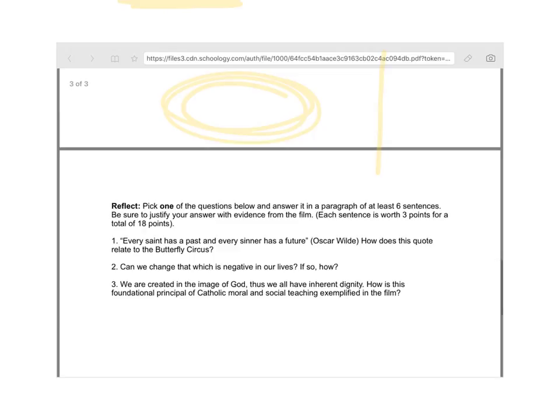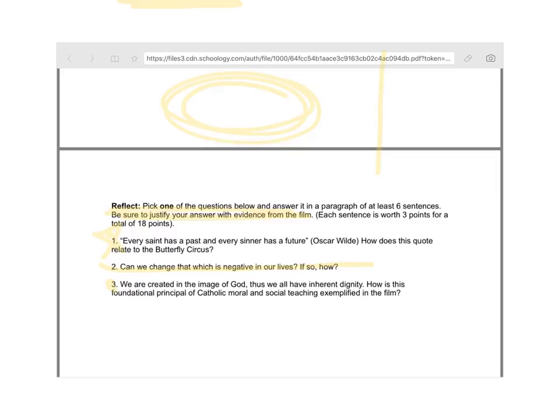And finally, the most important part, pick one of the questions below and then answer in at least six sentences. And again, be sure to use specific evidence from the film for support. This is basically our written assessment for this chapter. Every saint has a past and every sinner a future. How does this quote relate to the Butterfly Circus? Can we change that which is negative in our lives? If so, how? And again, make a parallel between what you're saying and the film. And then finally, we're created in the image of God, thus we all have inherent dignity. How is this foundational principle of Catholic moral and social teaching exemplified in the film?